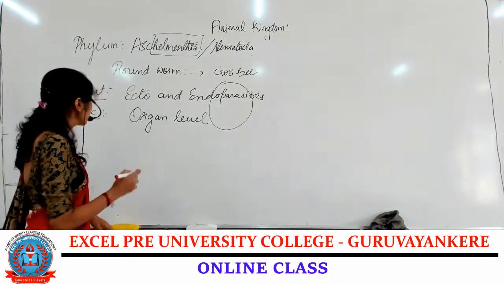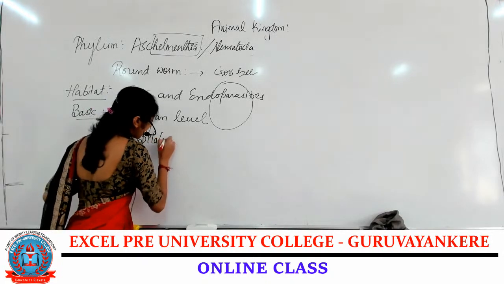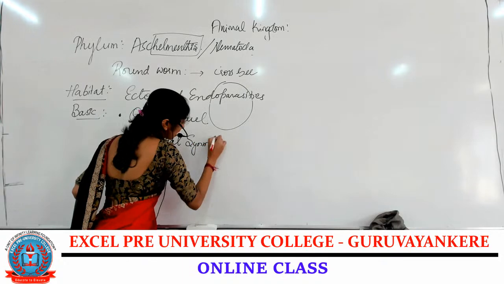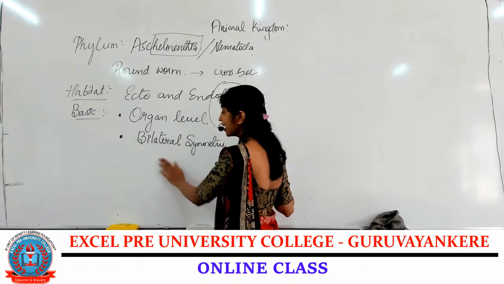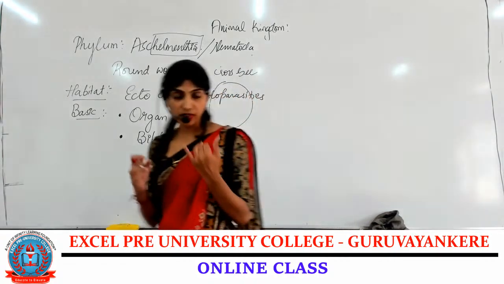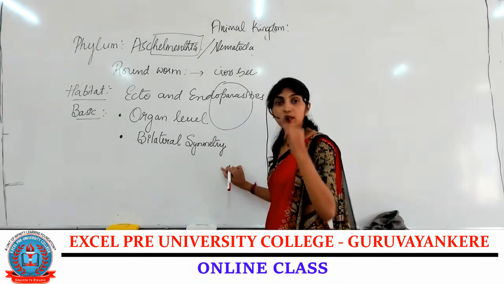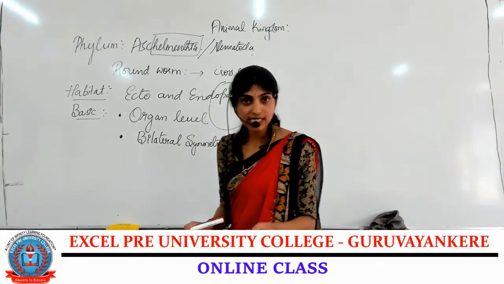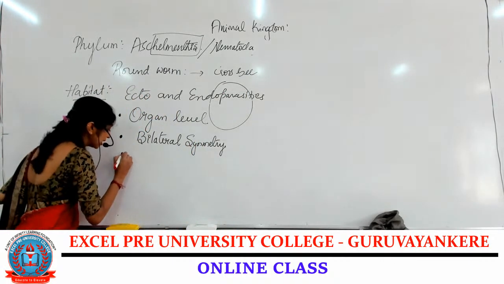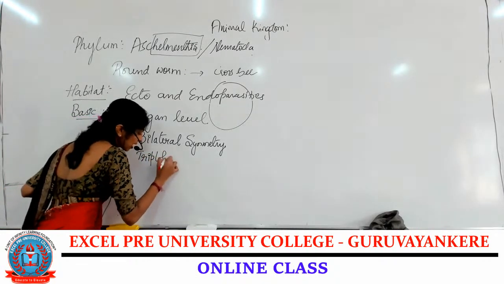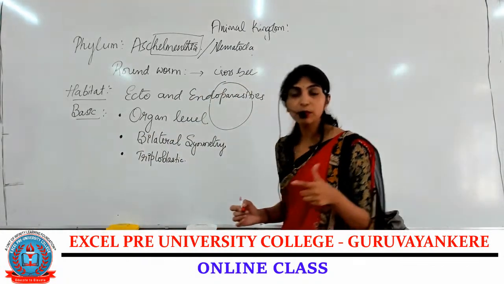Is that clear? Now, coming to the next one, that is body symmetry. It is similar to Platyhelminthes: they show bilateral symmetry. What is bilateral symmetry? When we divide an organism along the central axis into left and right, that type of symmetry is called bilateral symmetry. Then coming to the germinal layers, they are also triploblastic organisms, again similar to Platyhelminthes, with three layers: outer ectoderm, middle mesoderm and inner endoderm.